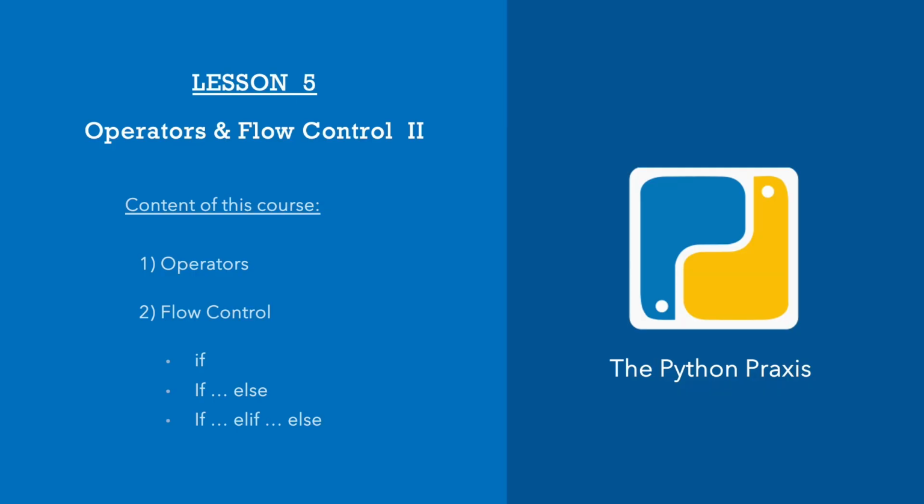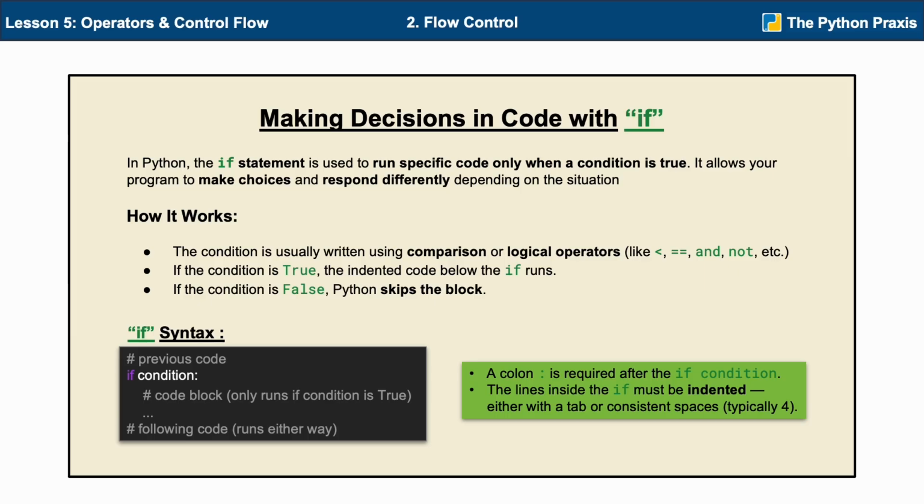Let's dive right in. Up until now, our programs have just gone line by line. Okay, but what if we want to make decisions in our code? That is where the if statement comes in. An if statement checks a condition. In Python, the if statement is used to run specific code only when a condition is true. It allows your program to make choices and respond differently depending on the situation.